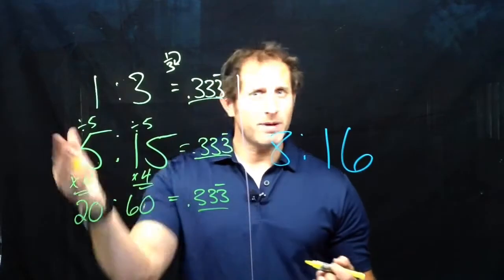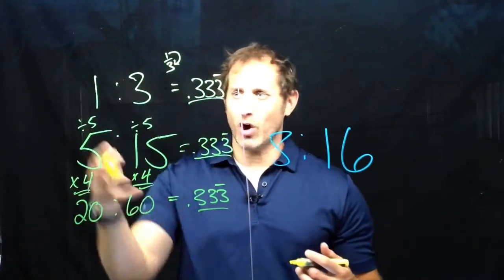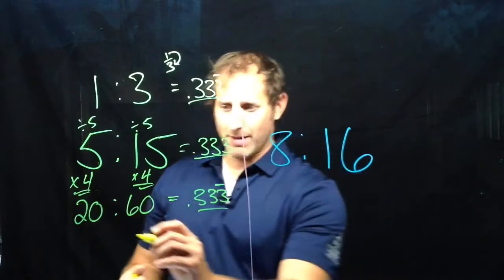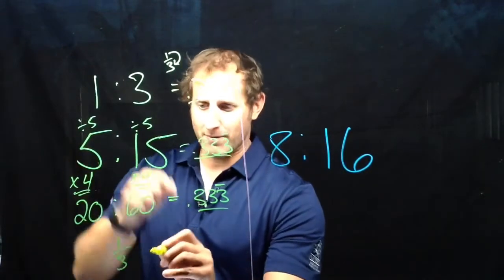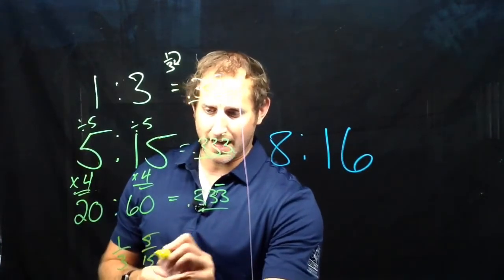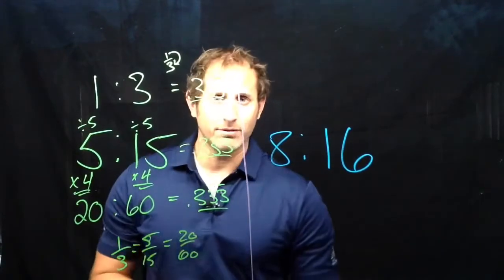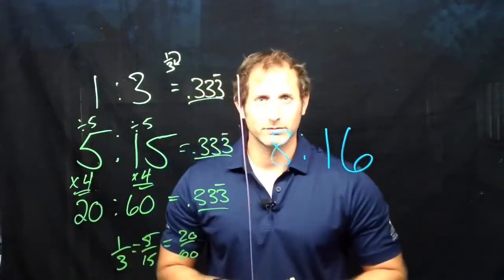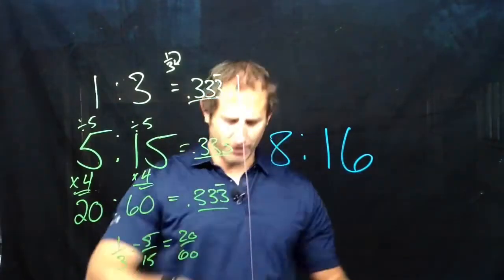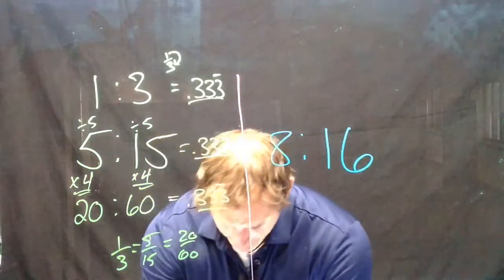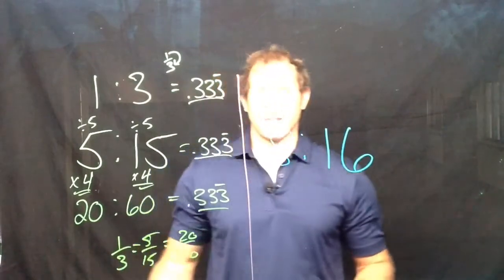Okay? And that would be the same as if I transferred all of these into fractions. Maybe I would have 1 to 3, maybe I would have 5 to 15, and maybe I would have 20 to 60, and they are all the same. They are all equivalent to each other. Okay? Let's swap over to blue. What we have here is 8 to 16.